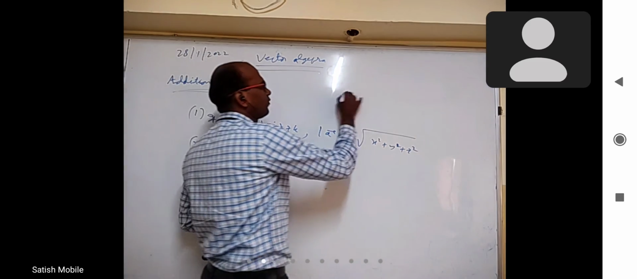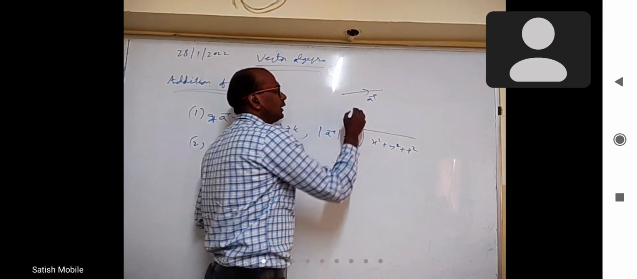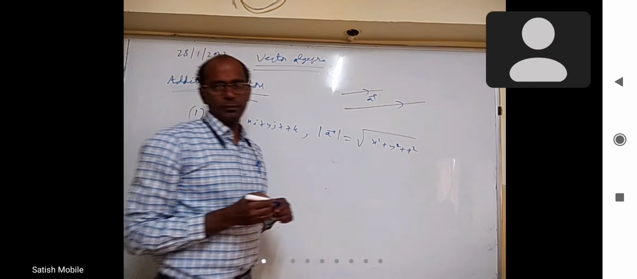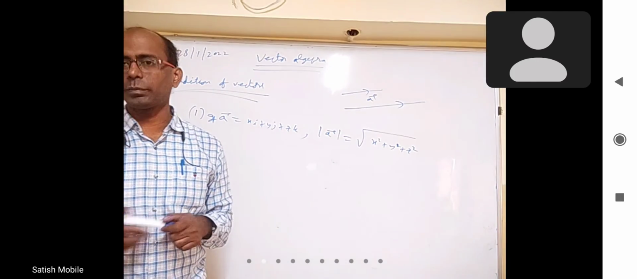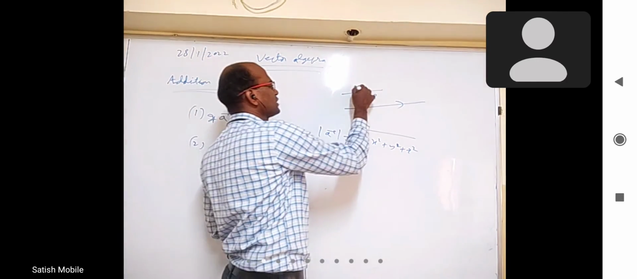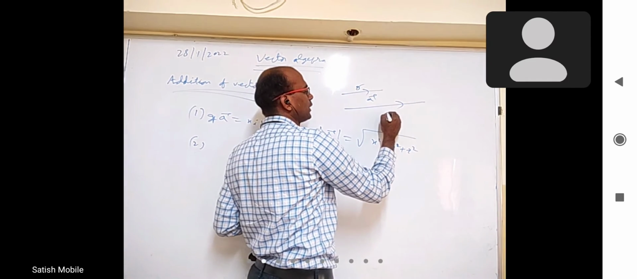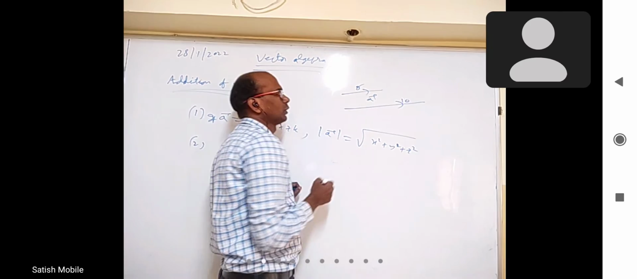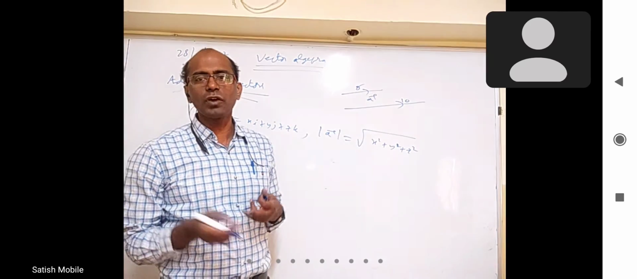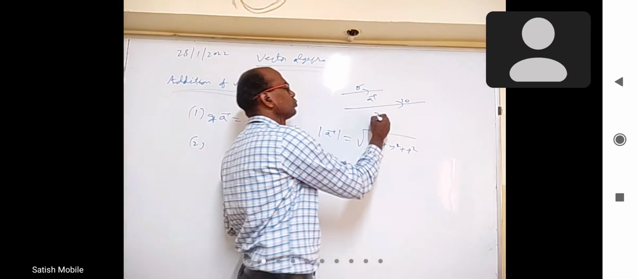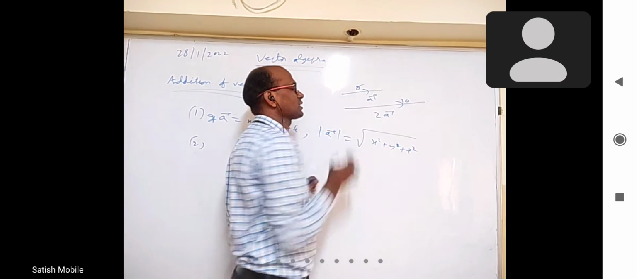If you know one vector is a bar, any other vector parallel to that is definitely a multiple of a bar. For example, if this length is 5, parallel to that, if there is a vector in the same direction, it will be, let us say, 10 units. Then, how should I write it in vector form in terms of a bar? 2a bar, because this length is 5, this length is 10, double the length.